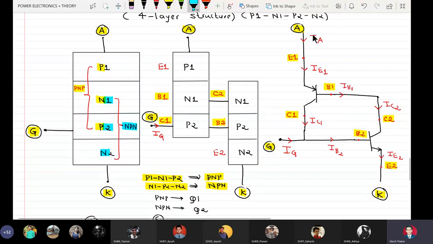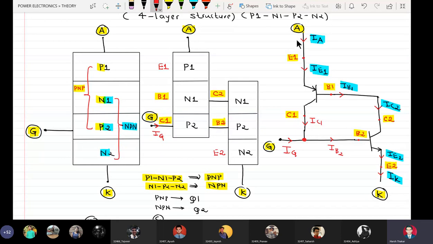Now students, understand that the current IA is equal to IE1. Similarly, the current IE2 is equal to the cathode current, so IE2 is equal to IK. So all the blue colors are equivalent. So IA is equal to IE1, IE2 is equal to IK, IB1 is equal to IC2, and at the same time there is a Kirchhoff's current law node being formed here. Okay, so we can say that IB2 is equal to IG plus IC1.